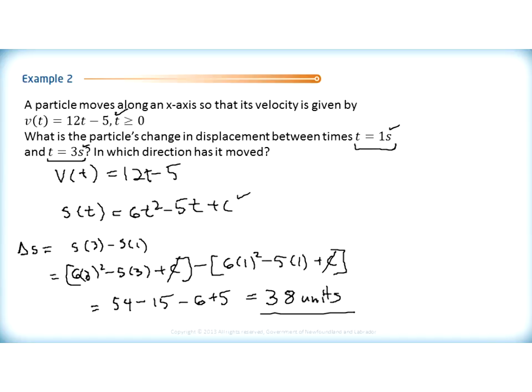And in which direction has it moved? Well, if this is an x-axis and we've gone to this position, this is our change in position. So that's to the right, or in the positive direction, if you will.